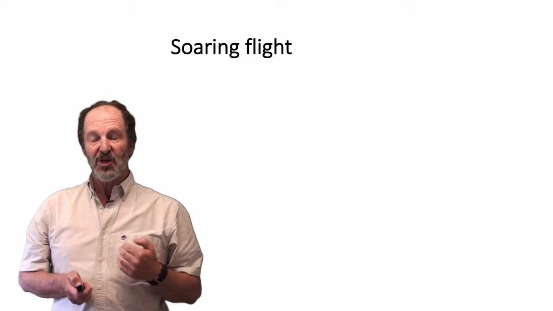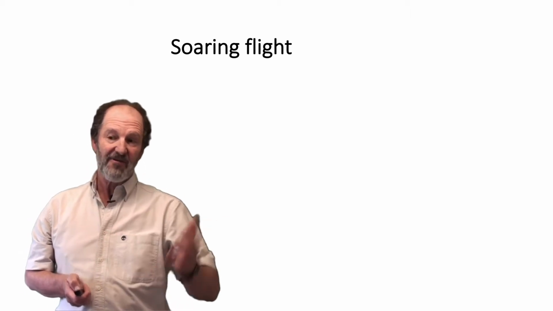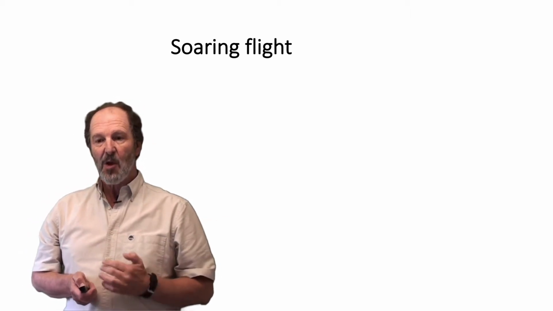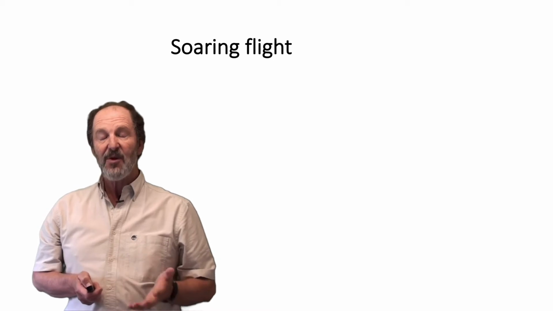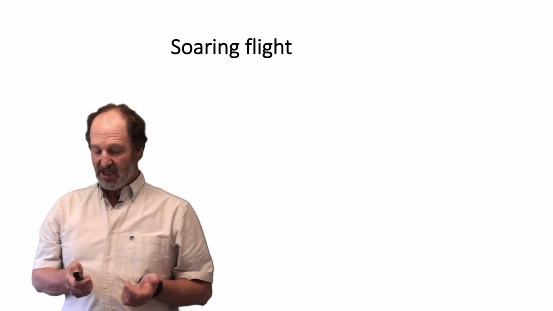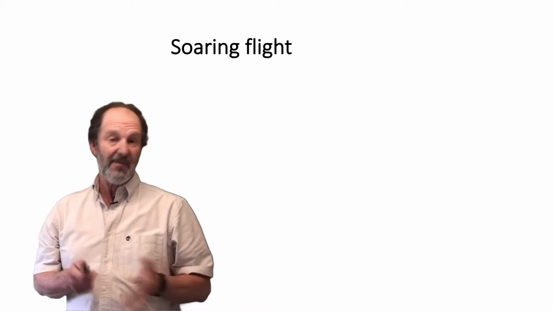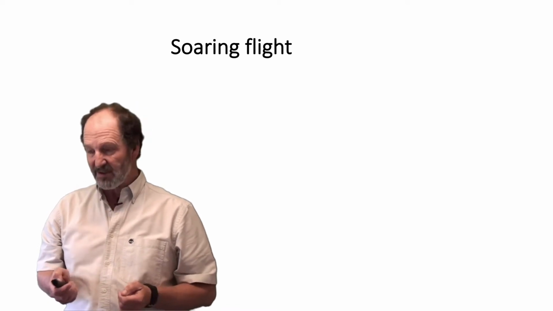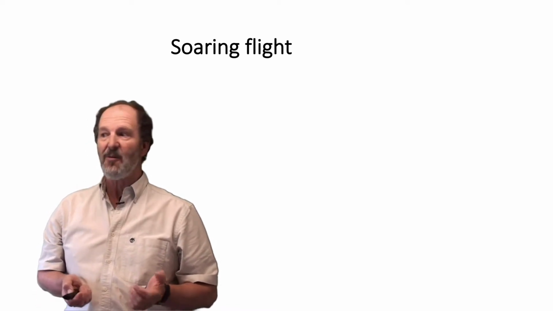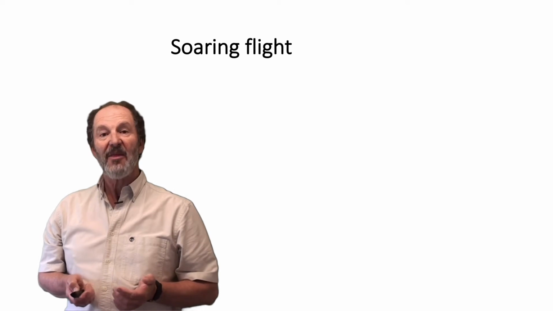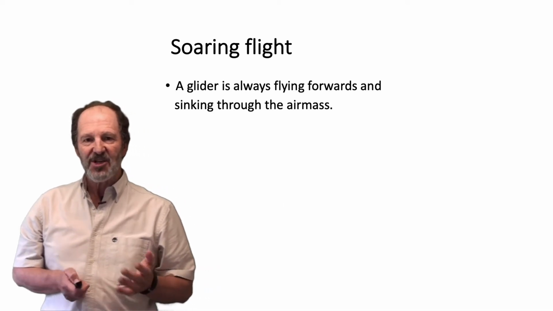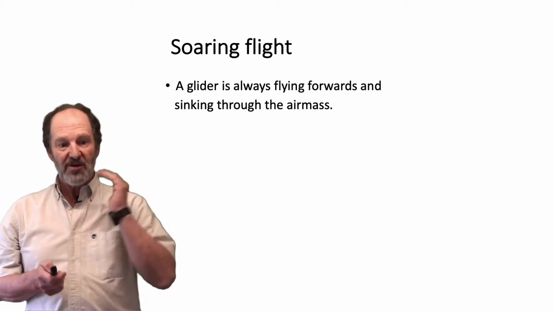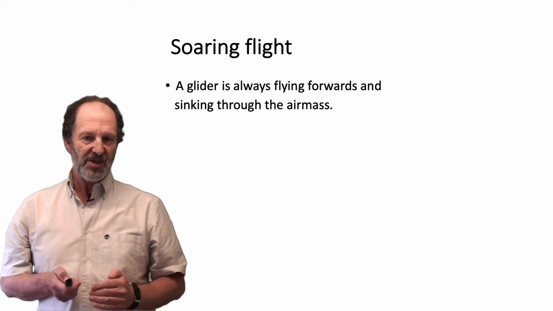Obviously it's possible to launch a paraglider or a hang glider, take it off and fly down easy enough, but when we're using moving air, if we can find air that's rising, as already established, we can have soaring flight. By soaring flight, I just mean maintaining or being able to gain height and obviously therefore maintaining your time in the air. So we've already established that a glider is just that, a glider. It's always moving forwards and downwards through the air mass.